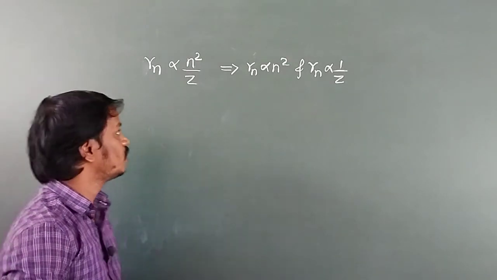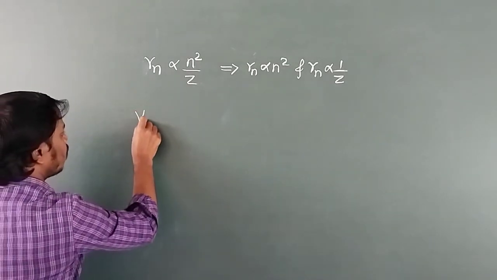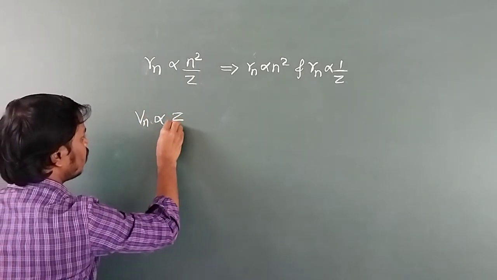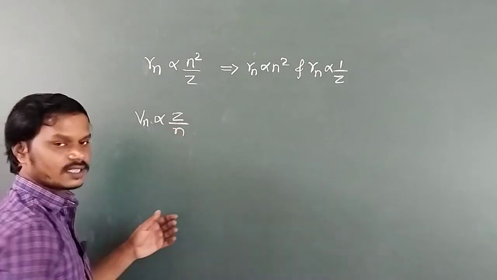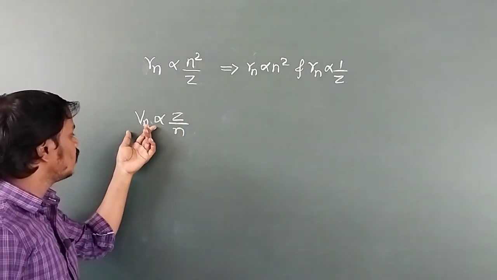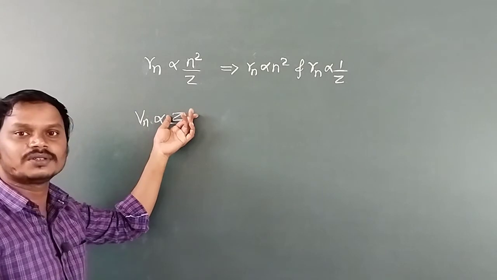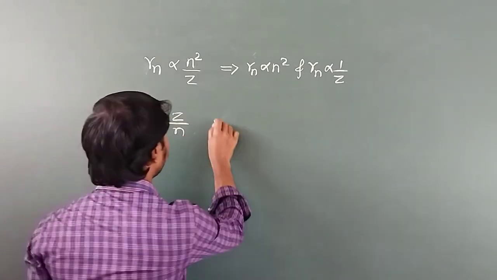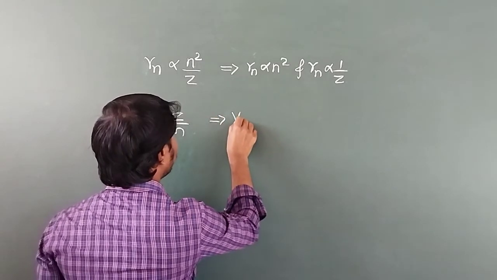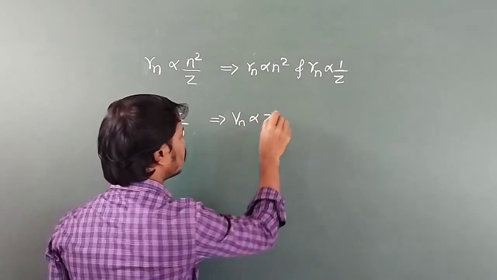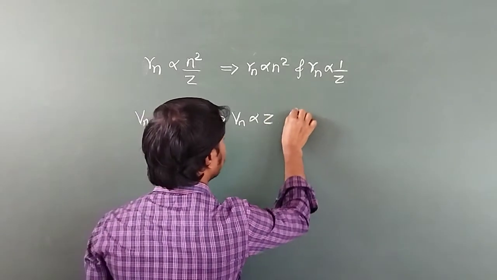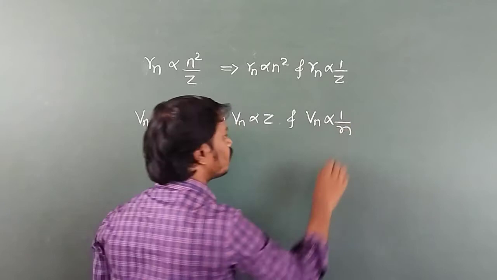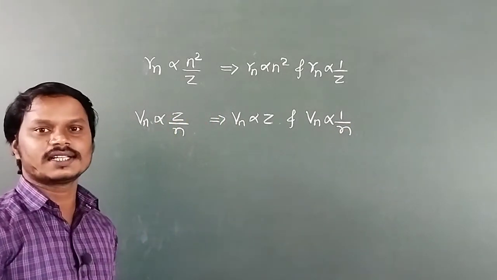So next one, velocity of the electron in the nth orbit, that is Vn is directly proportional to Z and inversely proportional to n. See here, the velocity of the electron in the nth orbit is directly proportional to atomic number and inversely proportional to principal quantum number. So this is the second formula.